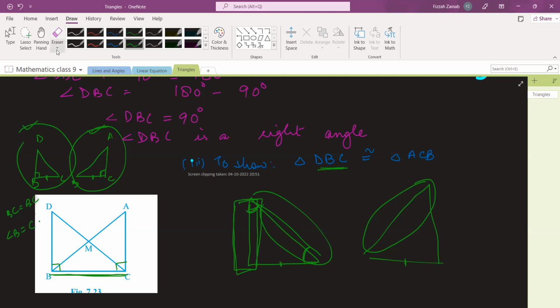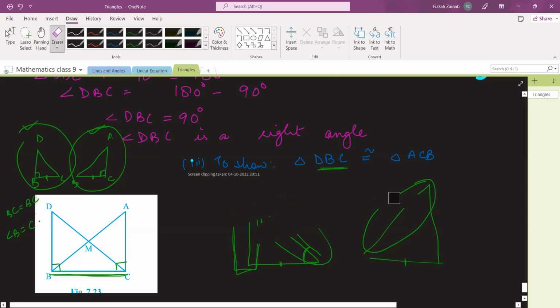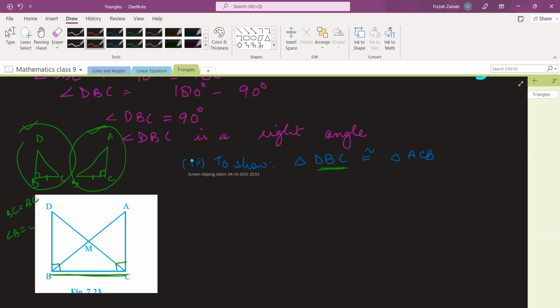I can do something with this side. How can I do it? Now please see. I have already shown in the first part that these two triangles are congruent, this triangle and this triangle, right? So can I say, by CPCT, that this side is equal to this side? Yes. So I'll do this. So we have already shown that triangle, what was the first part here?